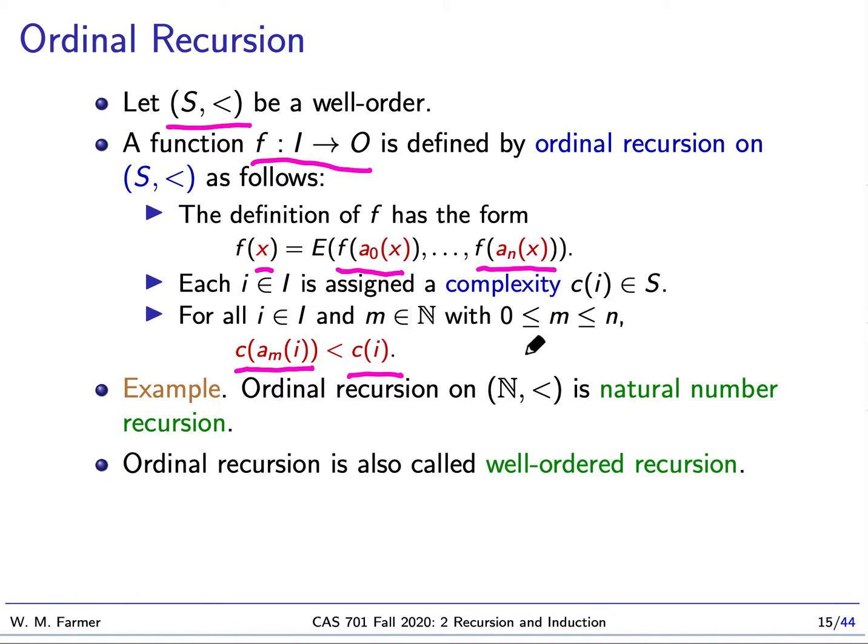The complexity always gets smaller and smaller, and this can't go on forever because we have a well order. So this is what ordinal recursion is. And if we look at ordinal recursion on the natural numbers, where the complexity that we're assigning to our inputs is a natural number, this is what people sometimes call natural number recursion. If you're a programmer and you're going to define a function by recursion, the most likely way you're going to be doing it is by natural number recursion. Now, ordinal recursion is also called well-ordered recursion for obvious reasons.